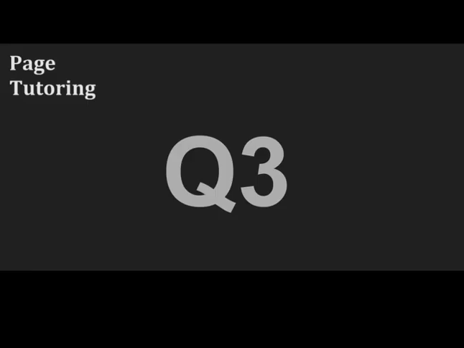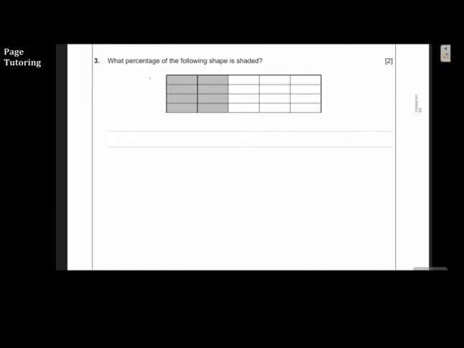Question 3. So question 3 doesn't have any parts, it's a question on its own. And it asks what percentage of the following shape is shaded. So the trickiness of this comes from the fact that this shape has, let's count, 1, 2, 3, 4 down. So we'll mark that on here, so 4 down. And it has 1, 2, 3, 4, 5 across.